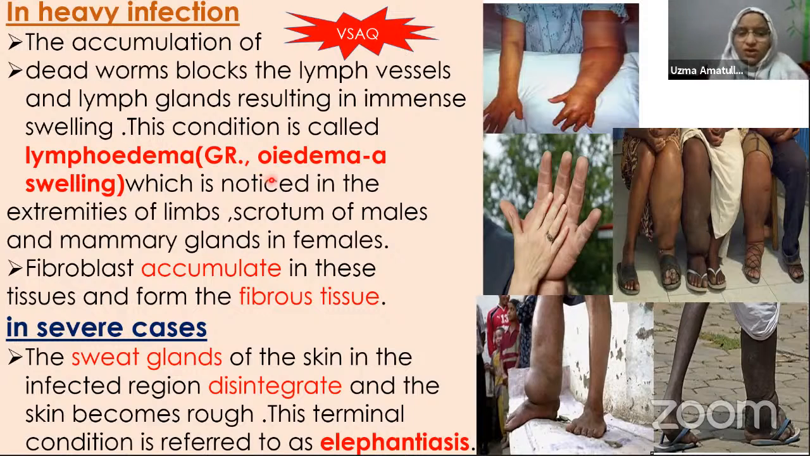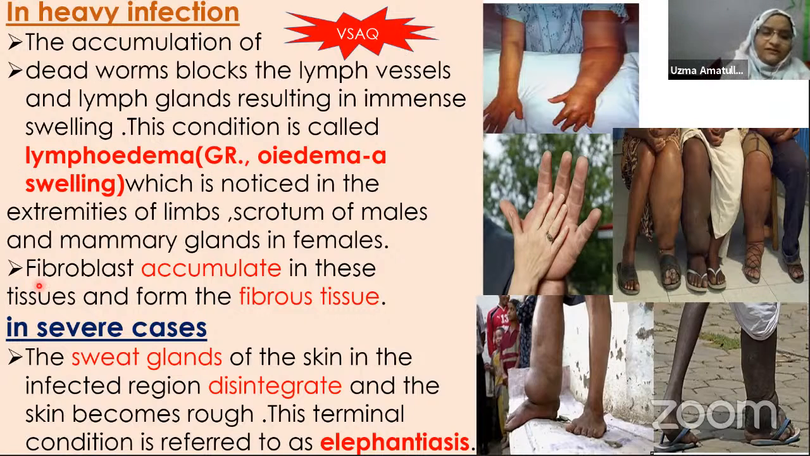Now, the Greek word oedema means swelling, which is noticed in the extremities of limbs. Extremities means the limbs of the body: extremities, limbs, scrotum in the males, and the mammary glands in females. Now, the body of the animal or human being we can divide into head, neck, thorax, and abdomen. Here, hands and legs are the upper limbs and lower limbs. Upper limbs are hands and lower limbs are legs. So the extremities of the limbs, the last parts of the hands and the legs, will be affected with this swelling. And what is this condition called? Lymphedema.